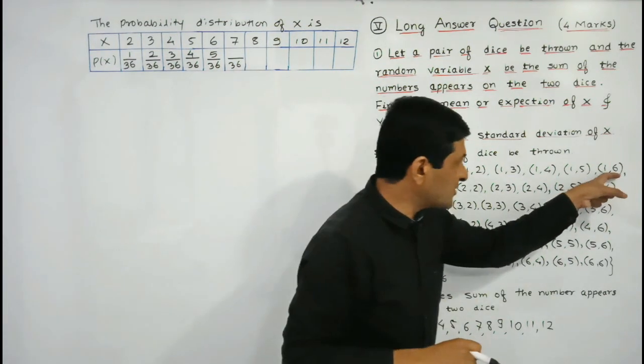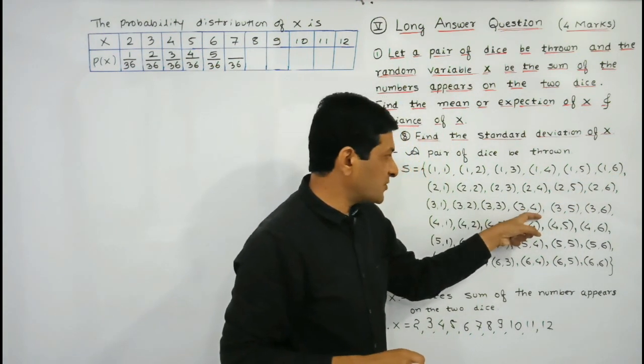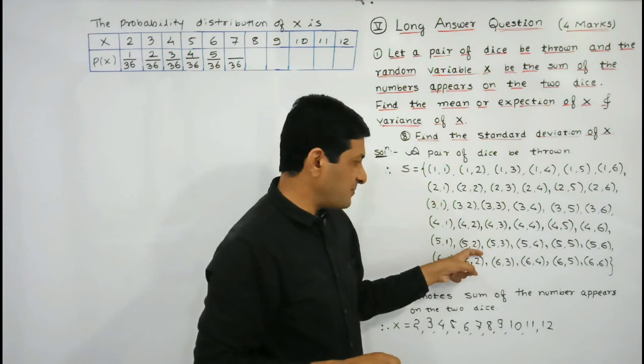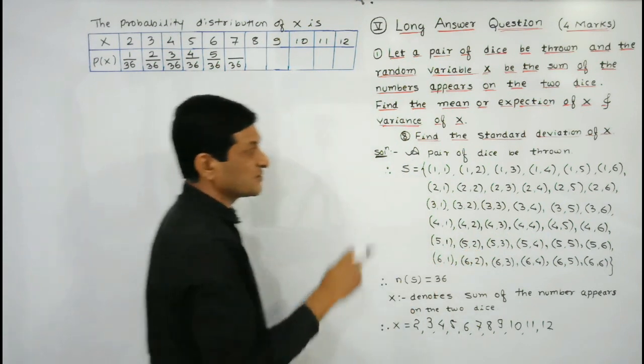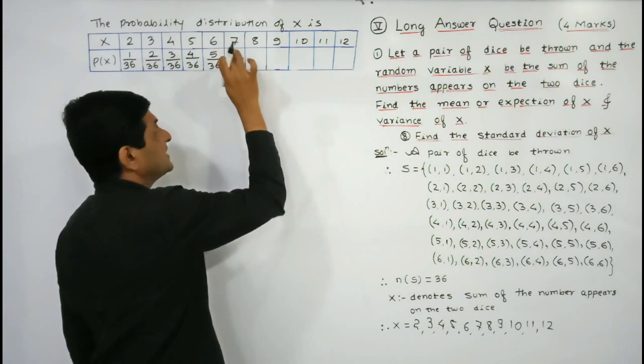So here 6 plus 1 is 7. Again here 2 plus 5 is 7. 3 plus 4 is 7. 4 plus 3 is 7. 5 plus 2 is 7. And 6 plus 1 is also 7. Means in each row we are getting one element. So total 6 elements are there.